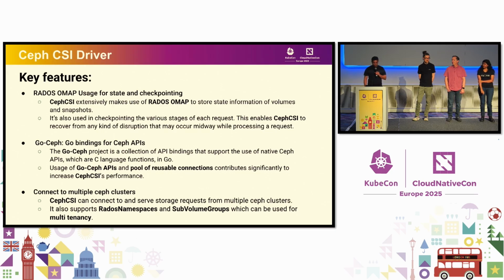We use GoCeph for the API calls to talk to Ceph to get better performance, because they reuse the connections connected to the pools. So a single CSI driver is able to talk to multiple Ceph clusters. We don't need to run a CSI driver per Ceph cluster. We have isolation at the Ceph level, so we could use a RADOS namespace as a volume group to get multi-tenancy as well.